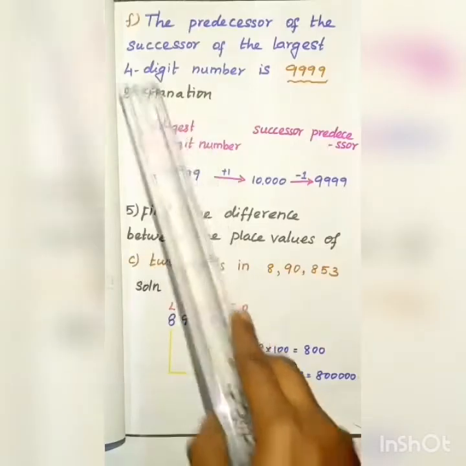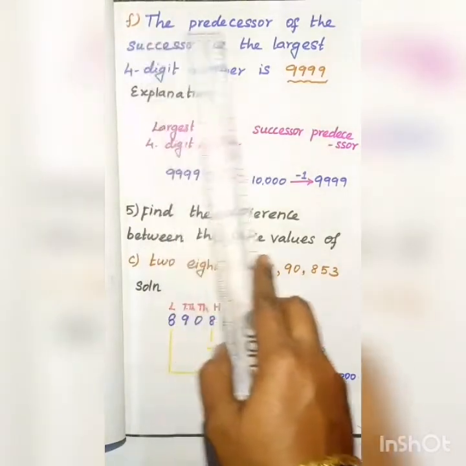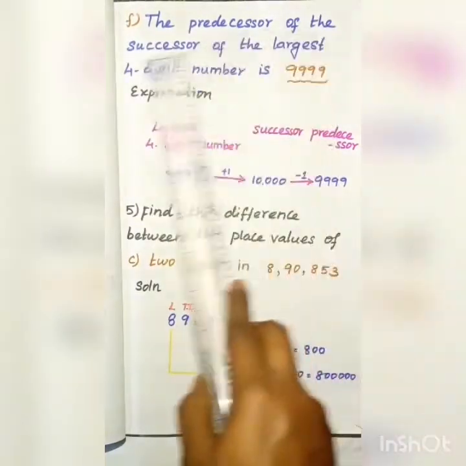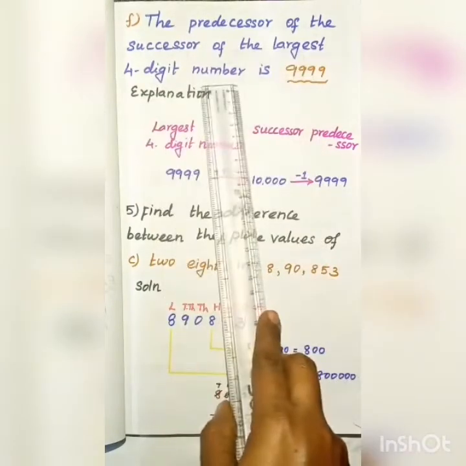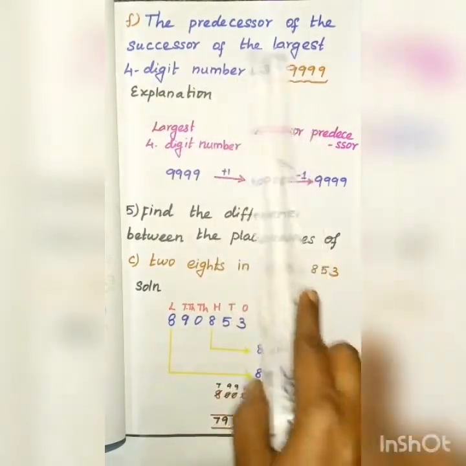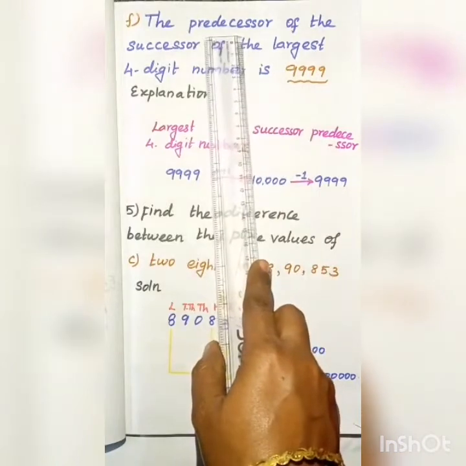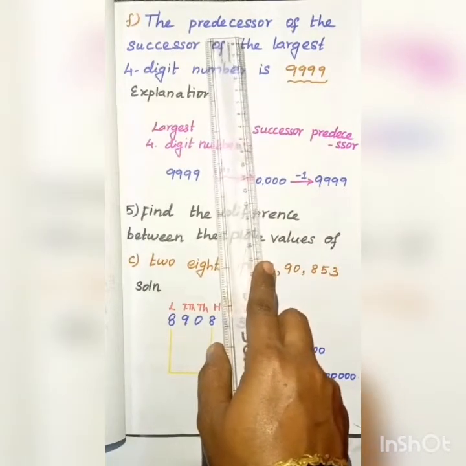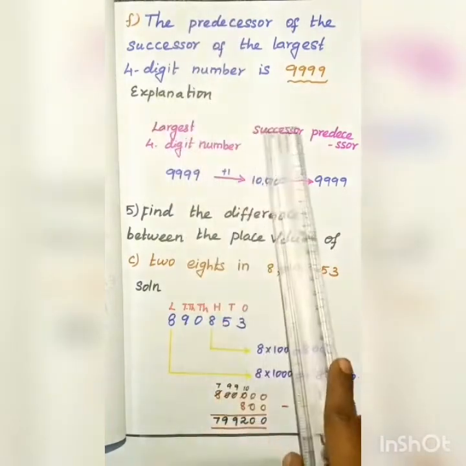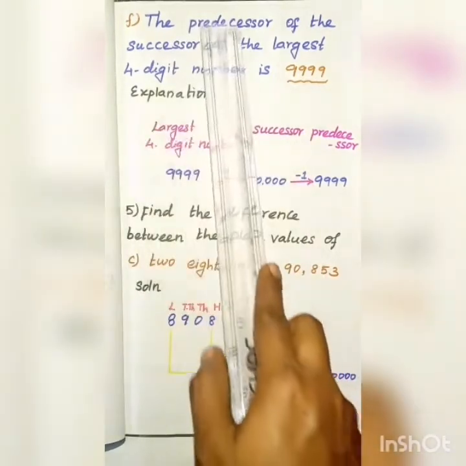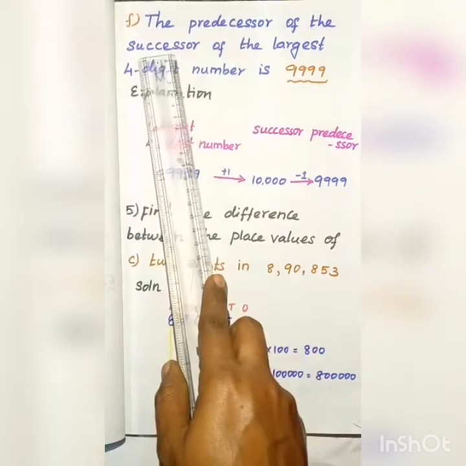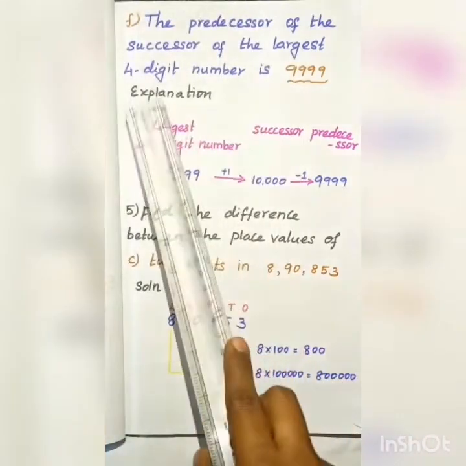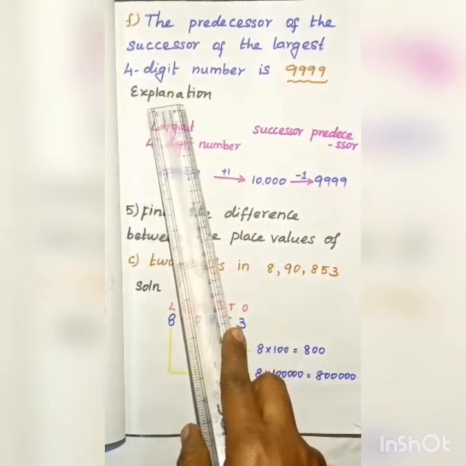Next question. The predecessor of the successor of the largest 4-digit number is dash. What is meant by the predecessor? You have already learned what comes after and what comes before. Predecessor is the number just before. Successor is the number just after. Now see the explanation.